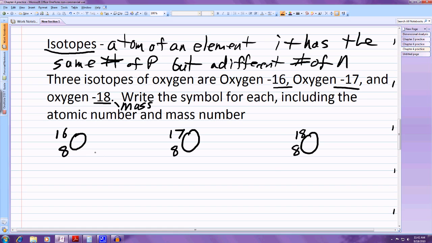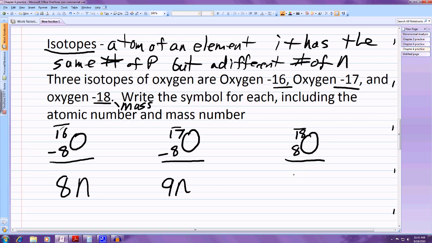The number of protons does not change with an isotope. It's still oxygen, so it still has 8. What changes is the number of neutrons. So let's find the number of neutrons. 16 minus 8 gives us 8 neutrons for oxygen 16. For oxygen 17, 17 minus 8 gives us 9 neutrons. And 18 minus 8 gives us 10 neutrons for oxygen 18. Quick, easy way to find the difference in each of your isotopes.